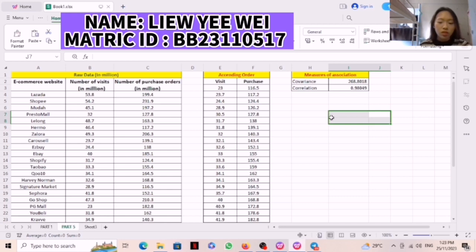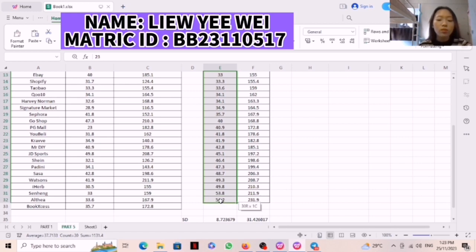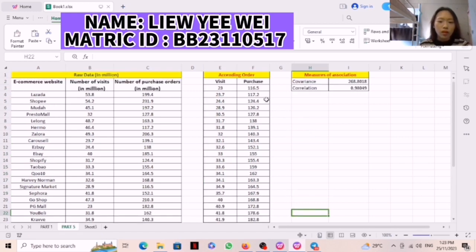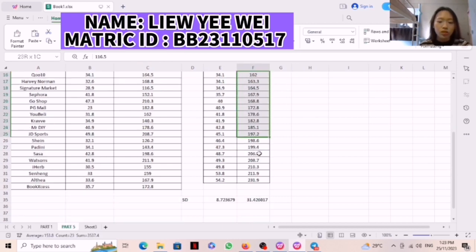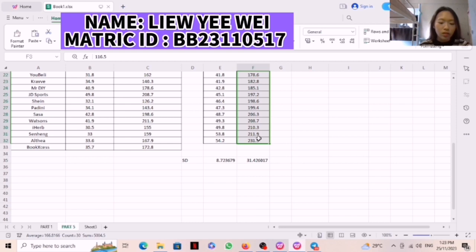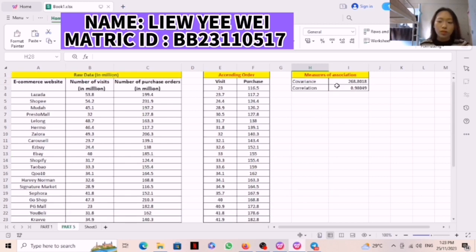First, search the formula for covariance, and this number comes from the number of visits in million in the ascending order table. After that, this number comes from the number of purchase orders in the ascending order table. Then we can get the covariance.